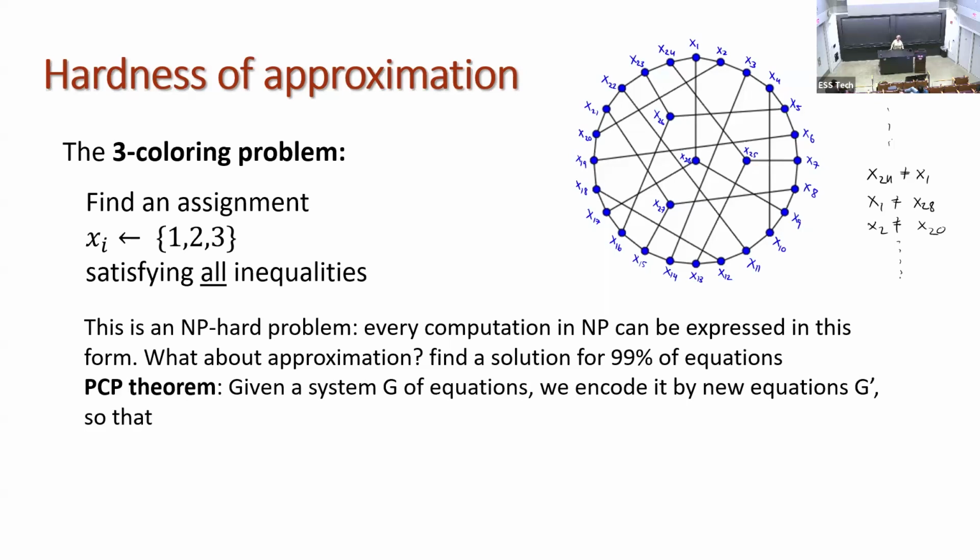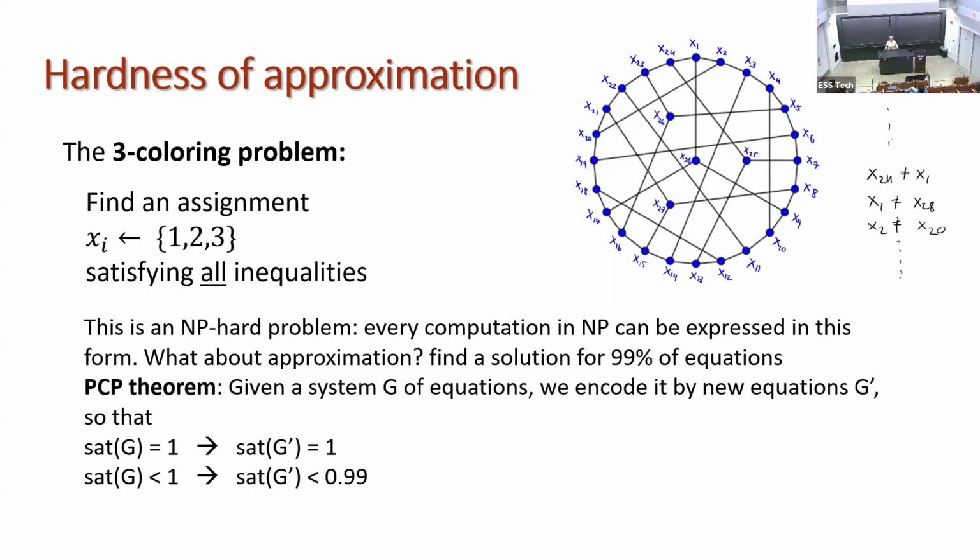What the PCP theorem says, one way of framing it, is that given a system of equations, there is a way to encode it by a new system of equations so that now the new one is hard to even approximate. So if the previous one was perfectly satisfiable, the new one will also be perfectly satisfiable.